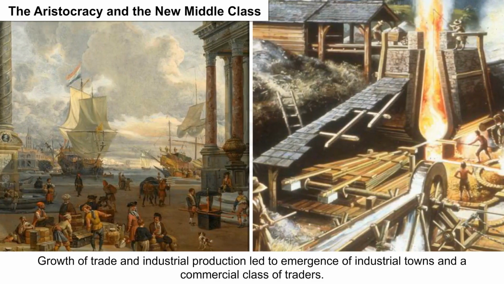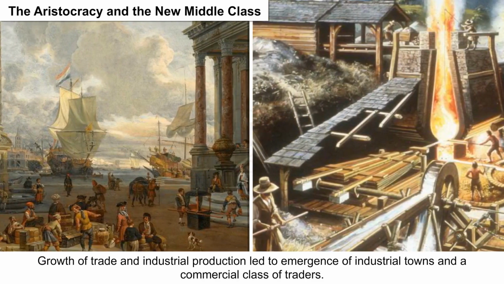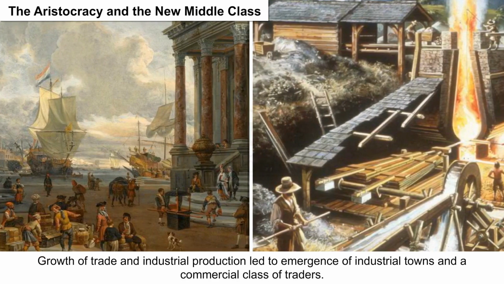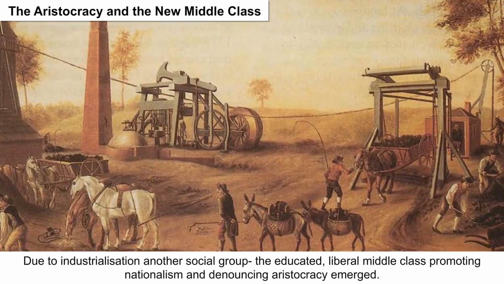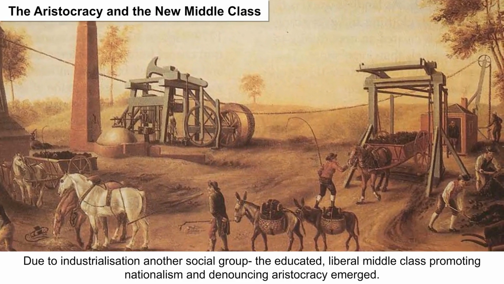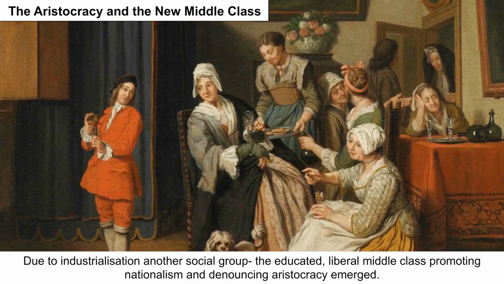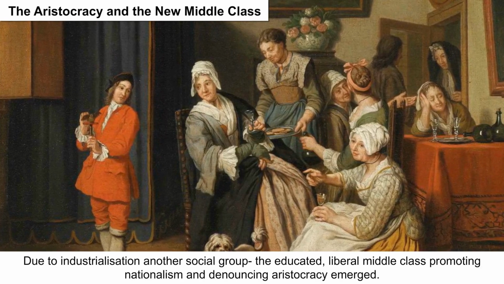Growth of trade and industrial production led to the emergence of industrial towns and a commercial class of traders. Due to industrialization, another social group, the educated, liberal middle class promoting nationalism and denouncing aristocracy, emerged.